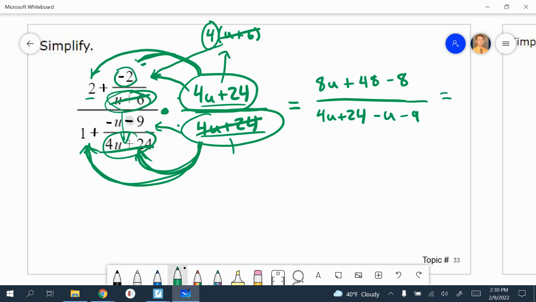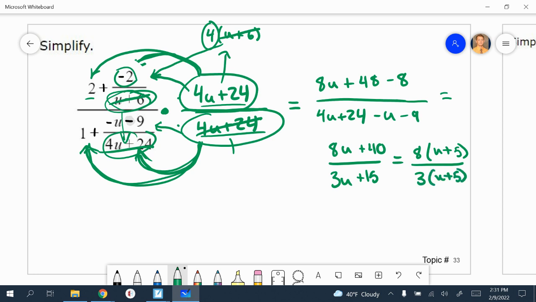So I'm going to combine like terms. That means we get 8u plus 40 on top, and we get 3u plus 15 on bottom, which means we'll pull out an 8. We'll be left with u plus 5. On the bottom, we'll have 3 and u plus 5. The u plus 5s cancel out. We did all that work to get 8 over 3.